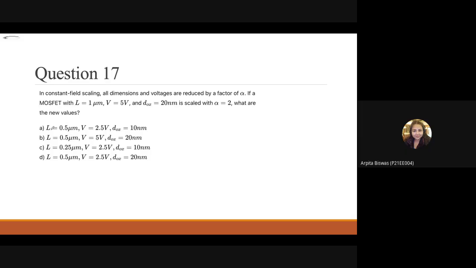So this is question number 17. In a constant field scaling, all dimensions and voltage reduce by a factor of alpha. If a MOSFET with L equal to 1 micrometer, voltage 5 volt, and tox equal to 20 nanometer is scaled with alpha equal to 2, what are the new values? So these are the options. Find out the right option.